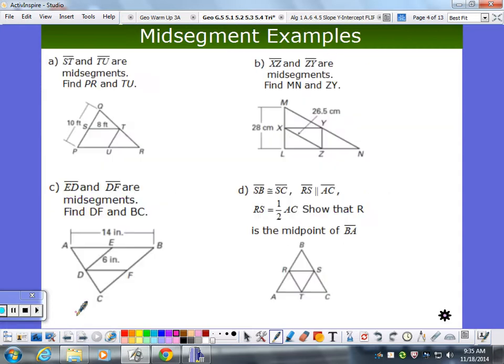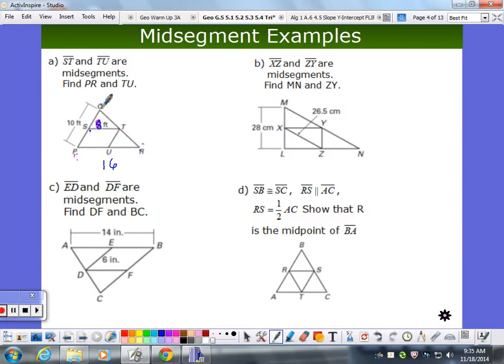How fun is that? So looking at some examples of midsegments, ST and TU are midsegments. Here's ST, here's TU. Find the length of PR and TU. Well, let's start with PR. ST is an 8. So what's the measure of PR, Joseph? 16, right? It's twice as long as that one.